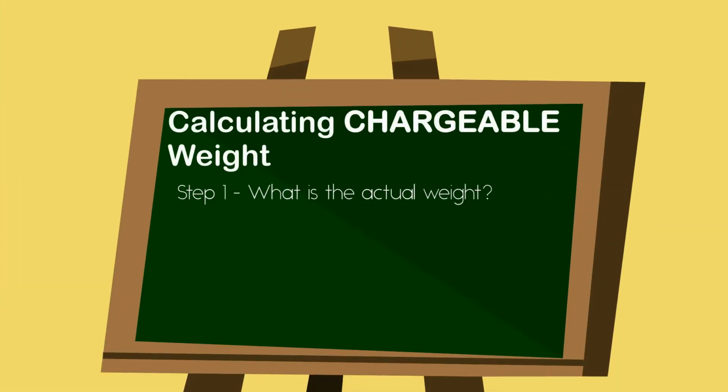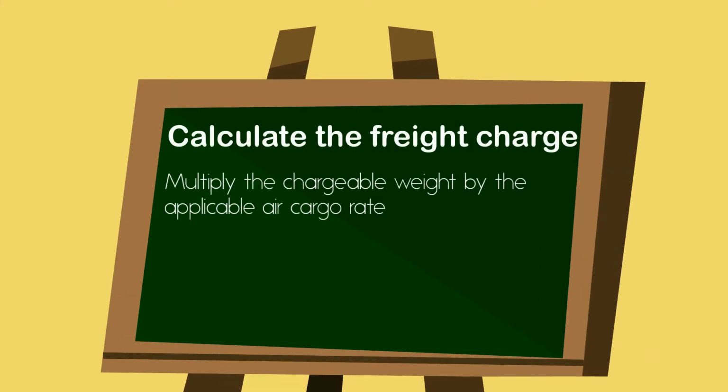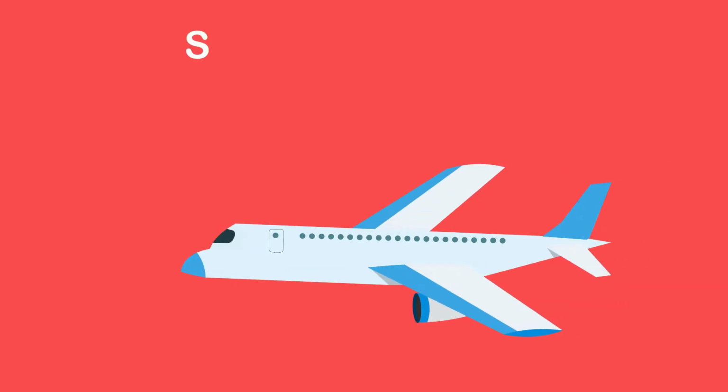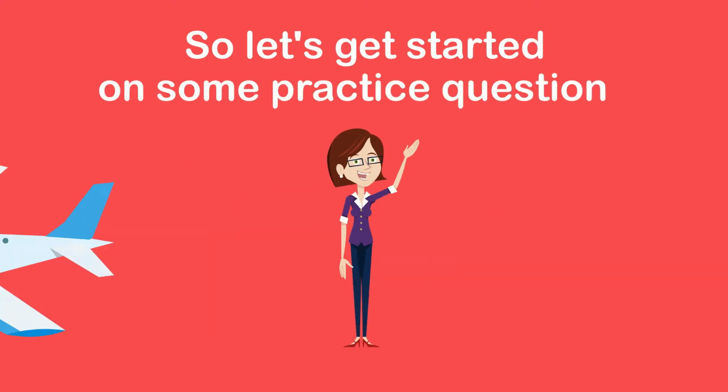Now that you have your actual weight and your volume weight, you are going to determine the chargeable weight. So chargeable weight is always the larger between the actual and the volume. Once you have the chargeable weight, it can be multiplied against the freight rates. You have all that? Let's get started on some practice questions.